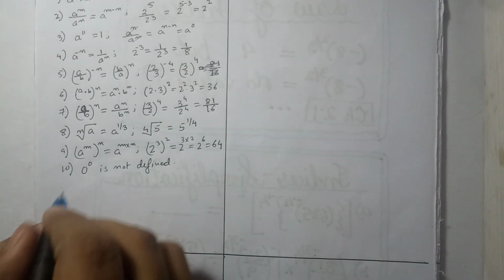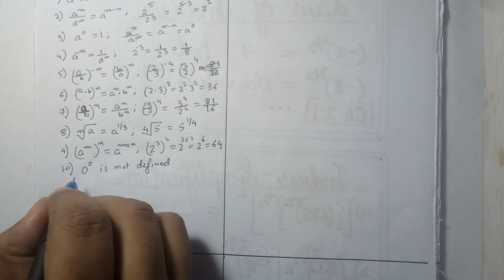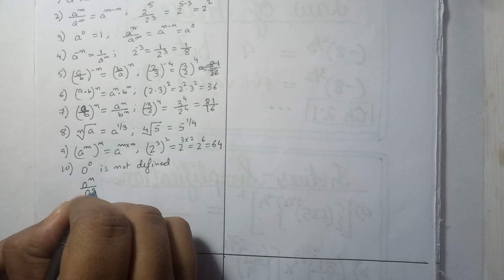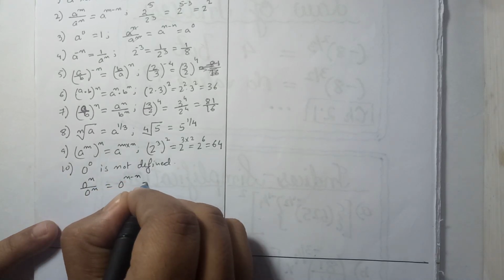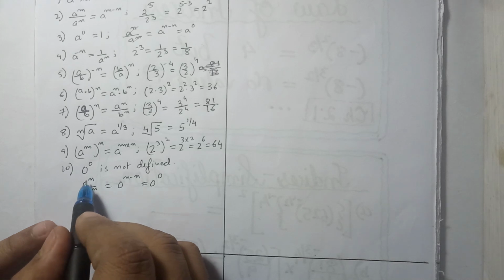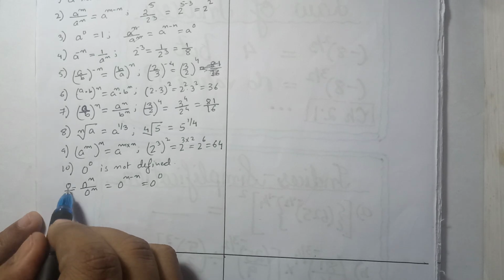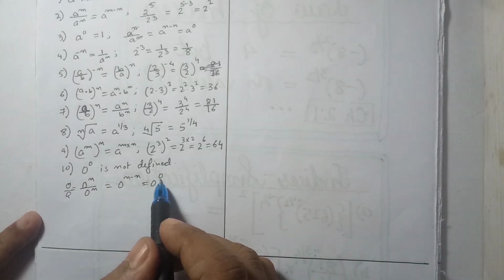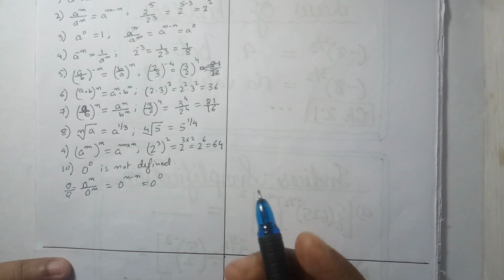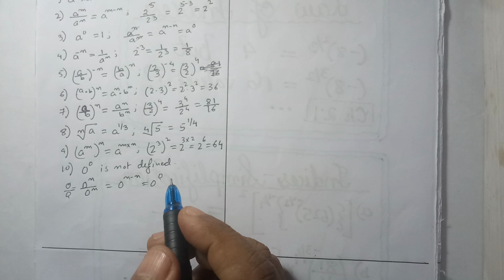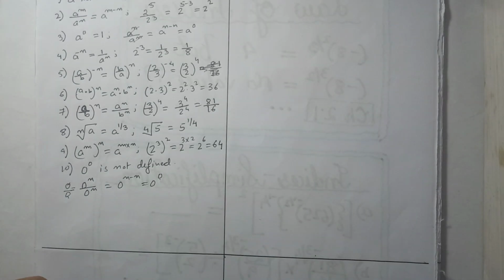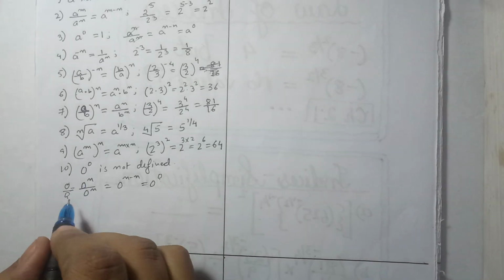You can think of it in this fashion, that 0 to the power of n by 0 to the power of n is 0 to the power of n minus n, that is 0 to the power of 0. Now anything to the power of 0 is 1, but can I divide 0 by 0? We cannot. So 0 to the power of 0 is not defined. Okay, fine. With this set of laws we are going to solve the problems, but before I go to solving the long problems or the subjective type problems, let me just highlight some basics.